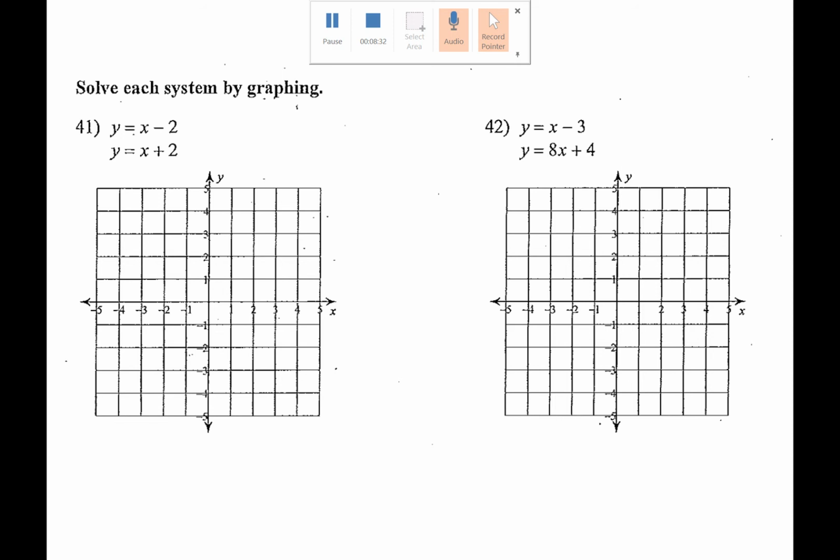For 41, we're going to solve each system by graphing. What you should notice is that they both have the same slope. So same slopes do not have a solution, but I'm going to show you how to do this anyways. First thing, we're going to do this one, -2 on the y-axis, and rise 1, run 1, and have all my points looking like this. I'll try to draw my straight line as best I can. And then the same thing up here, +2, start the y-intercept for the second one, and rise 1, run 1. And notice they don't intersect at all, so we're going to say no solution for number 41.